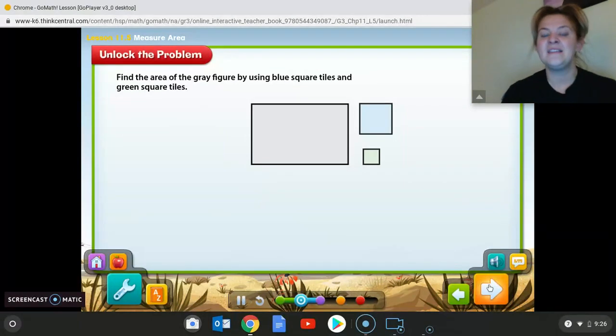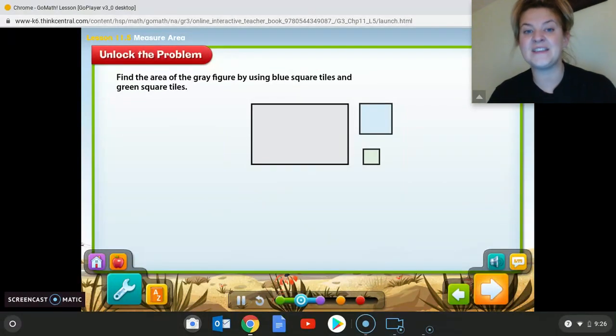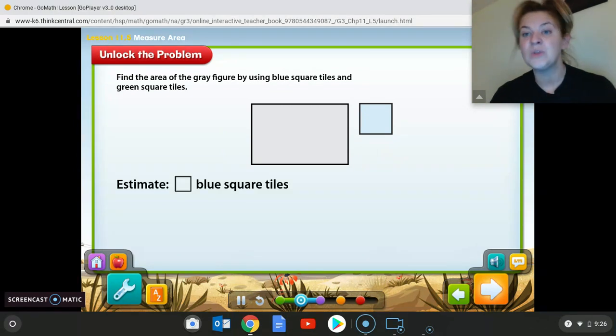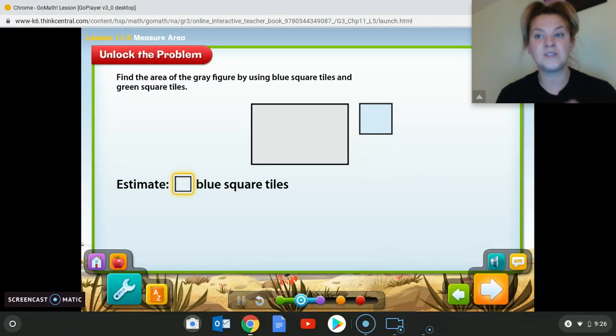One more example. Now we're going to find the area of this gray figure while using blue square tiles and green square tiles. So we're not going to use them at the same time. We're going to see how many blues we can fit in, and we can see how many greens we fit in. So first I'm going to make an estimate. Do you guys remember what an estimate is? An estimate is an educated guess. So my answer should be close to it.